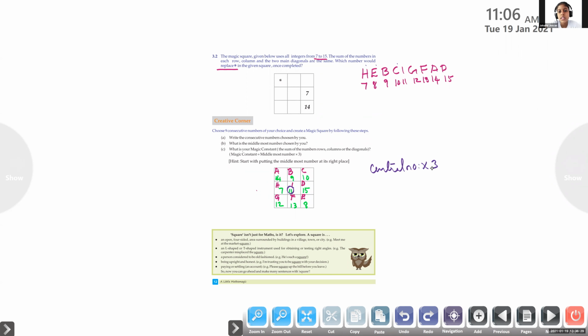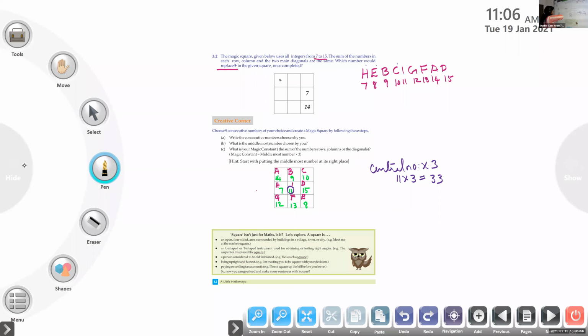But in the first place, there is no 11, right? Then how are we getting it? 11 into 3, 33. And from where do we get that 11? 33. So if it is some other number, it will be some other answer. We'll do another problem. We take another set of numbers, the central number will change. Okay. So this one you should get 33. Just check whether row wise, column wise, diagonal wise the sum is 33.